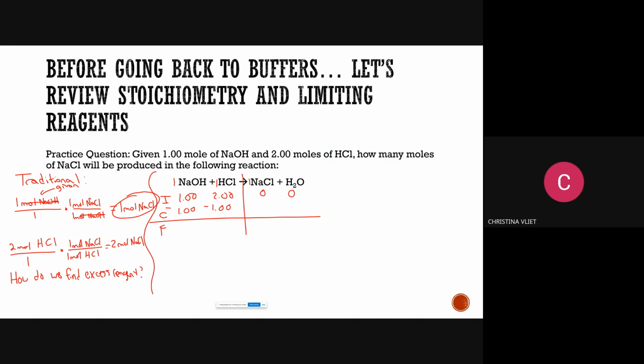On the other side, what do you get? +1. Do you agree? So you know at the end, you have how much NaOH left? 0. Tells you it's your limiting reagent. For HCl, you've got 2 minus 1. How much do you have left? 1. You have 1 mole of HCl, which tells you it's your excess reagent. It's what's left. And then, what do you have here? 1 mole of salt produced and 1 mole of water produced. Good so far?